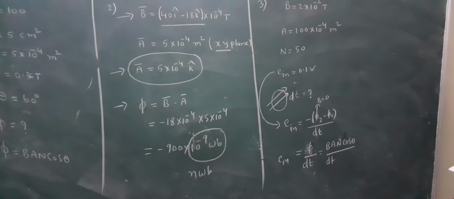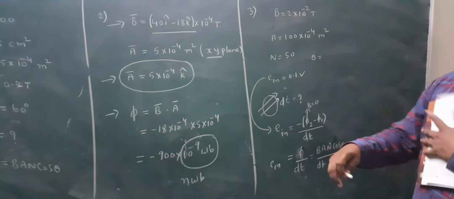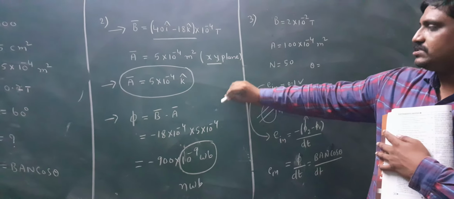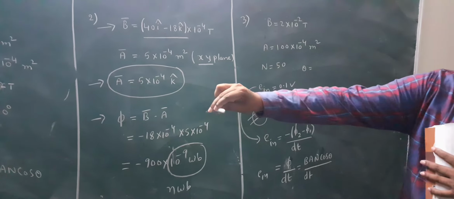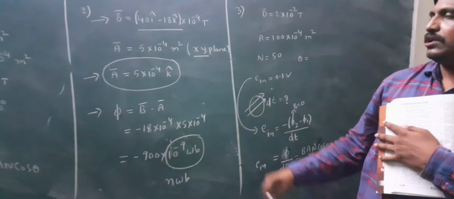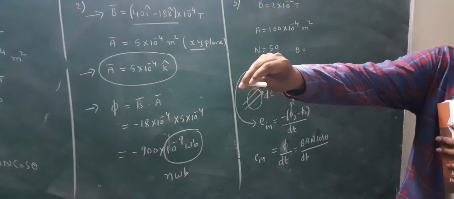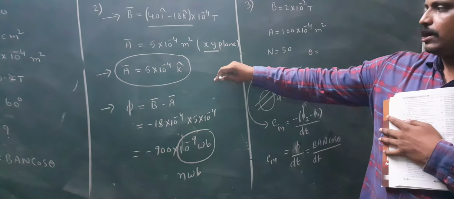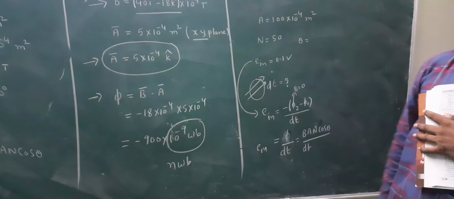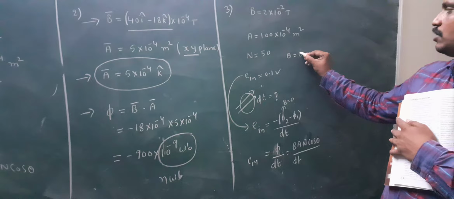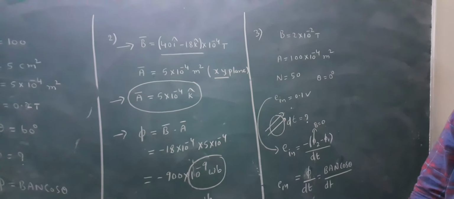All values are given. Here theta is also given. Once again, this is the surface. The field is acting perpendicular to the surface, and the area is also perpendicular to the surface. Simply, according to this concept, B and A both are parallel. Theta is the angle between B and A. Simply, B and A are parallel, so the theta value is 0.